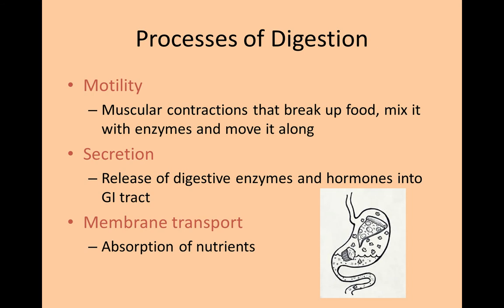And then we need to do some kind of transport to get nutrients to be absorbed into our blood. So membrane transport involves the movement of nutrients from our digestive tract, from our GI tract, into our blood. And to leave the GI tract and go into a blood vessel, you are, of course, going to have to move the nutrients across membranes. The type of transport varies depending on the type of food particle being moved.